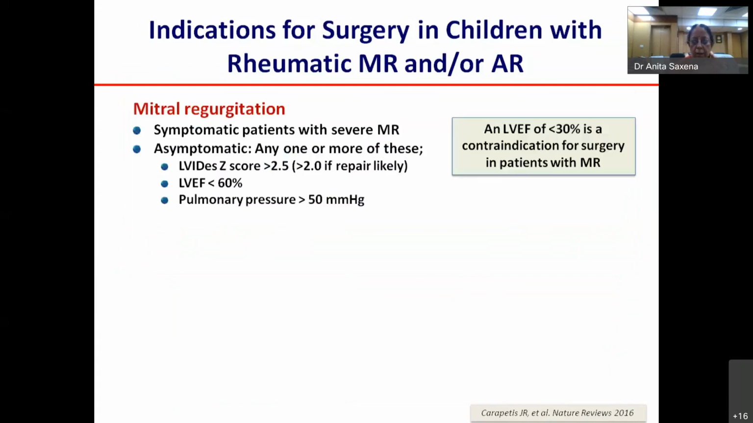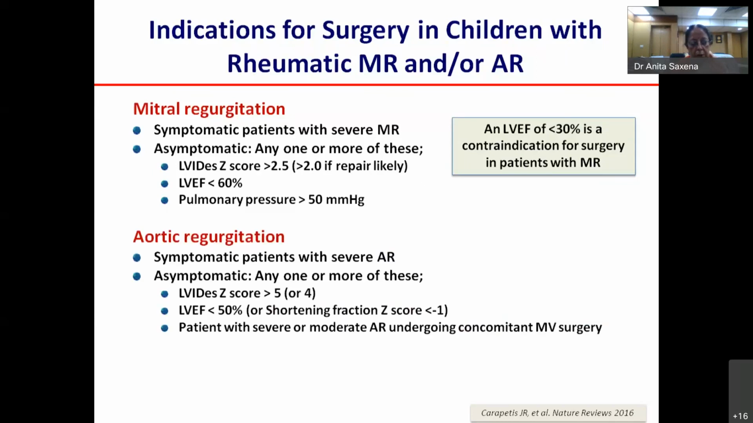However, if there is a decrease in ejection fraction to less than 60% for MR, one must think about surgery, even in a patient who's asymptomatic. In fact, if the ejection fraction is less than 30%, it may actually be a contraindication to surgery because we know that these patients are not going to do well. Ejection fraction always decreases after mitral valve has been repaired or replaced because it was artificially exaggerated. Actually, there is LV dysfunction.